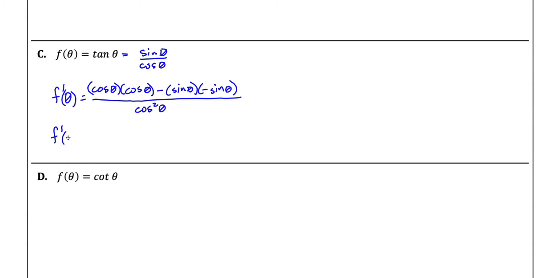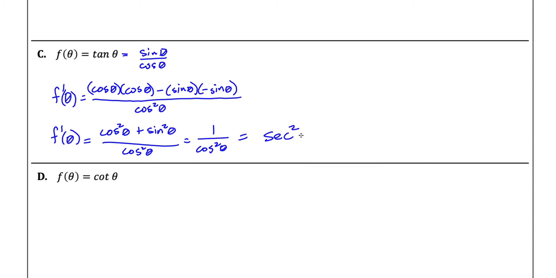In terms of simplification, this one works out really nicely because I end up with cosine squared plus sine squared over cosine squared. And that turns into 1 over cosine squared, which is secant squared. So this is how they came up with the derivative of tangent is secant squared.